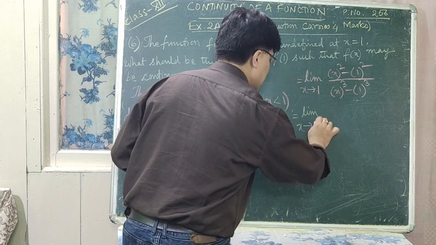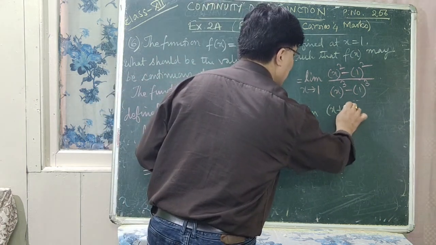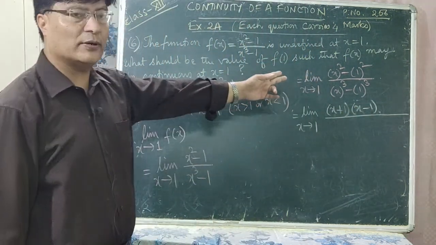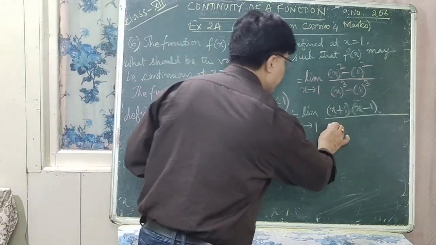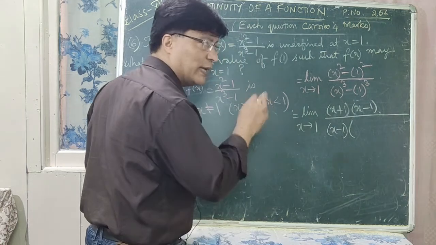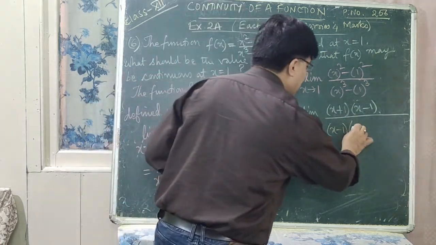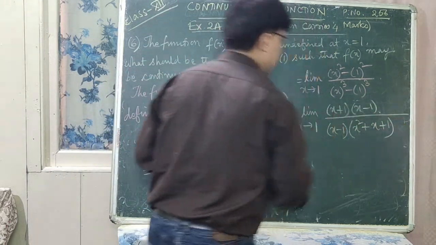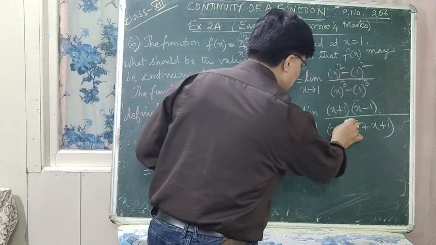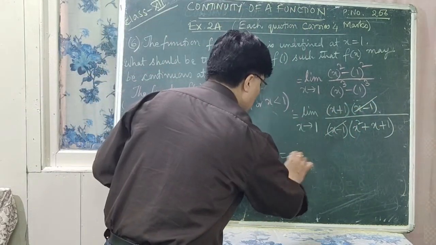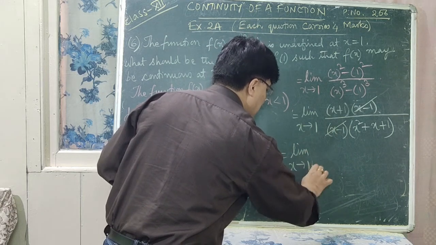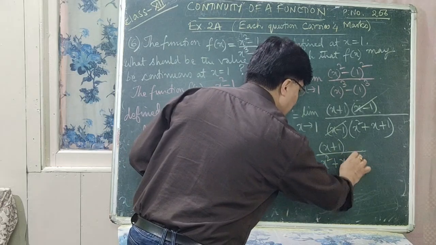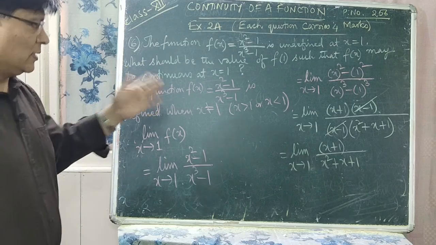Limit x tends to 1. So what is the formula here? x plus 1 into x minus 1 divided by, in the denominator, this is your a cube minus b cube. What is the formula for a cube minus b cube? A minus b into a square plus ab plus b square. What is a square? x square plus, what is ab? x into 1 is x, plus 1. So here in this case x minus 1 will be cancelled. So which is equal to limit x tends to 1 of x plus 1 divided by x square plus x plus 1. I think you have understood it.